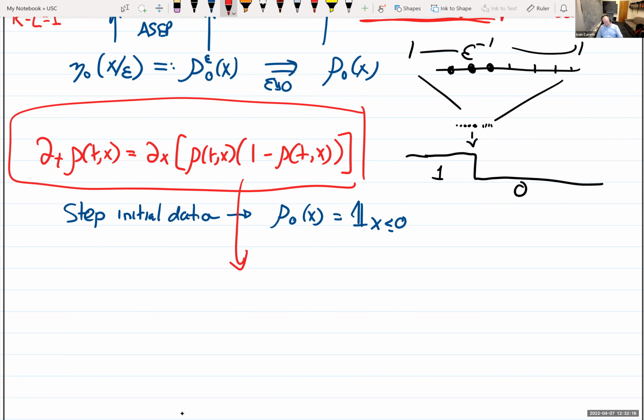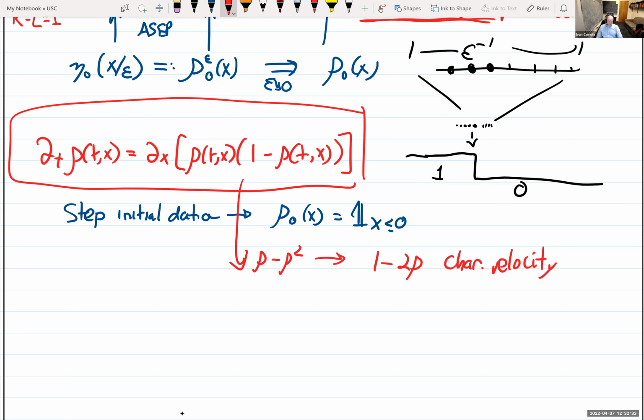Now, the characteristic velocity associated to this: what you do is you look at the flux, you look at the nonlinear function of rho inside of this derivative. So that function is rho minus rho squared. And then you take the derivative of it. So you get 1 minus 2 rho. And that's what's called the characteristic velocity.